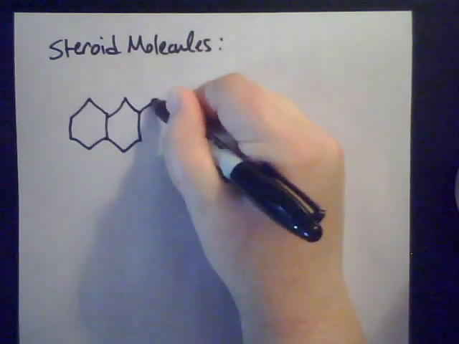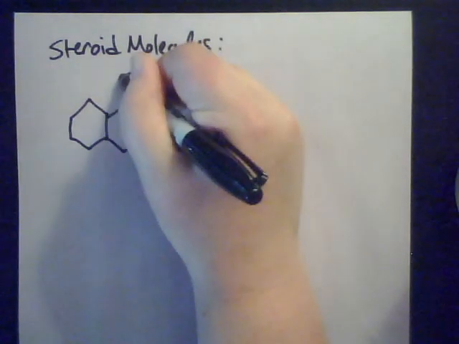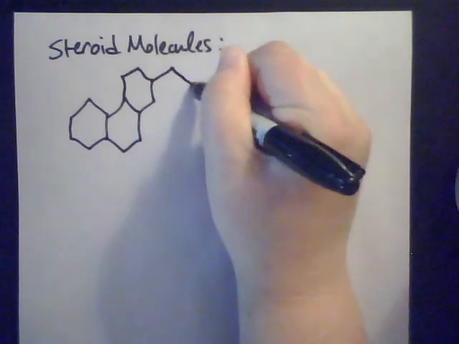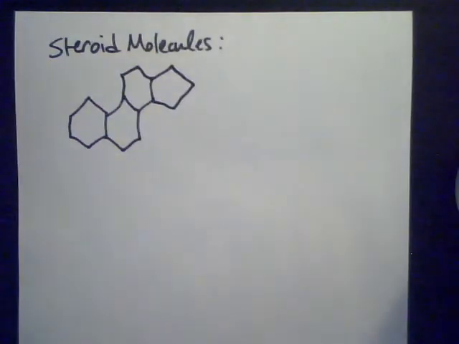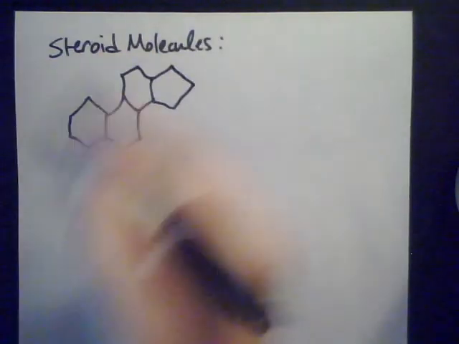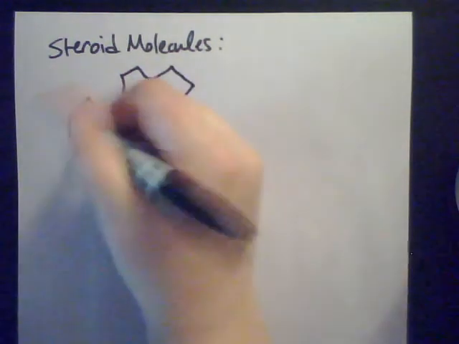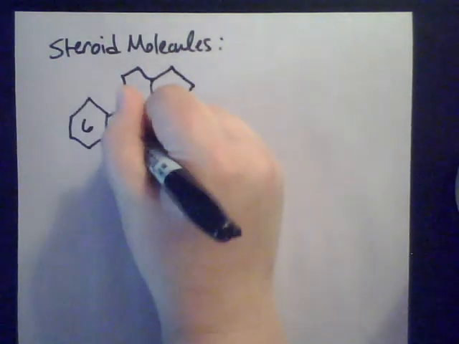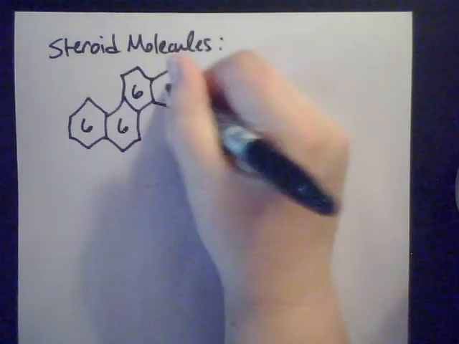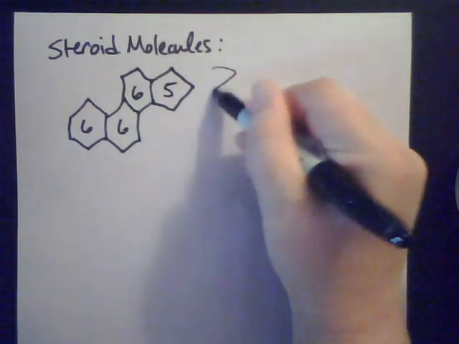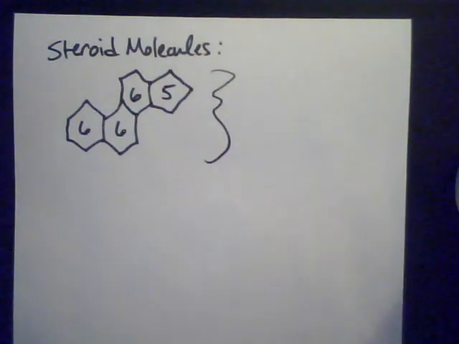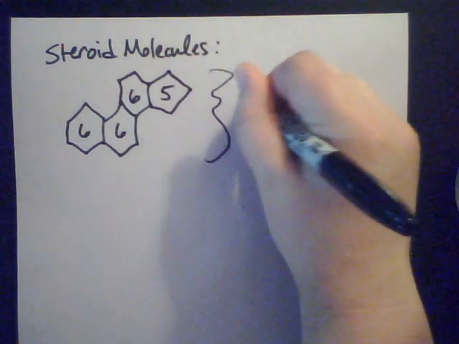And again, I'm doing this like a skeletal diagram. So each of my corners here represents a carbon. And this is just the backbone. It could have stuff hanging off of it. So this is a 6-membered ring, a 6-membered ring, a 6-membered ring, and a 5-membered ring. And this is the backbone that is in common to all steroids.